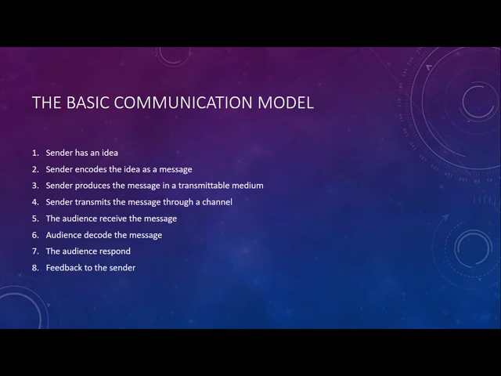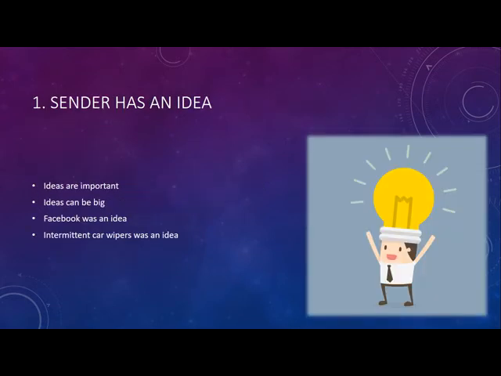Now the basic communication model comprises these 8 steps. The first one is when the sender has an idea. Second, the sender encodes the idea in a message. Third, the sender produces the message in a transmittable medium. Fourth, the sender transmits the message through a channel. The audience receives the message, the audience decodes the message, then the audience responds to the message, and then feedback is sent to the sender.